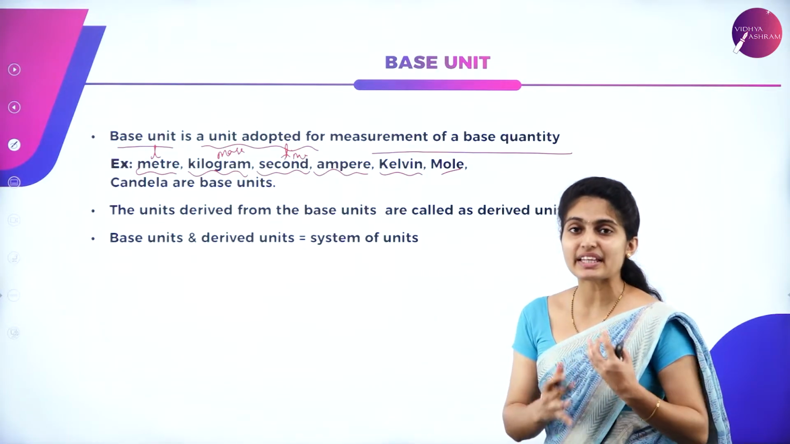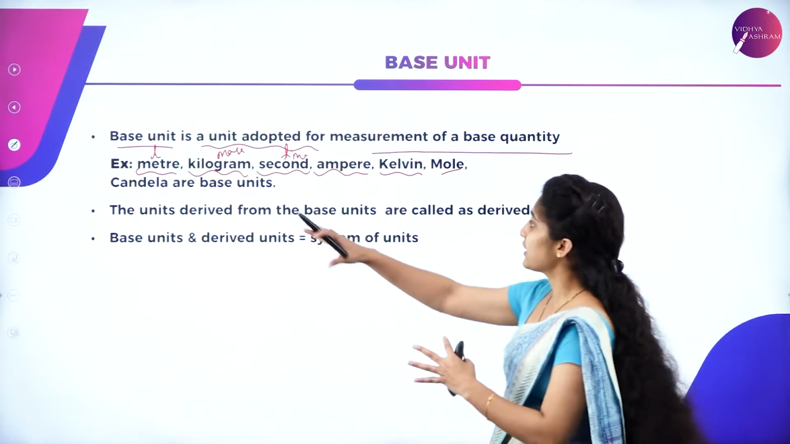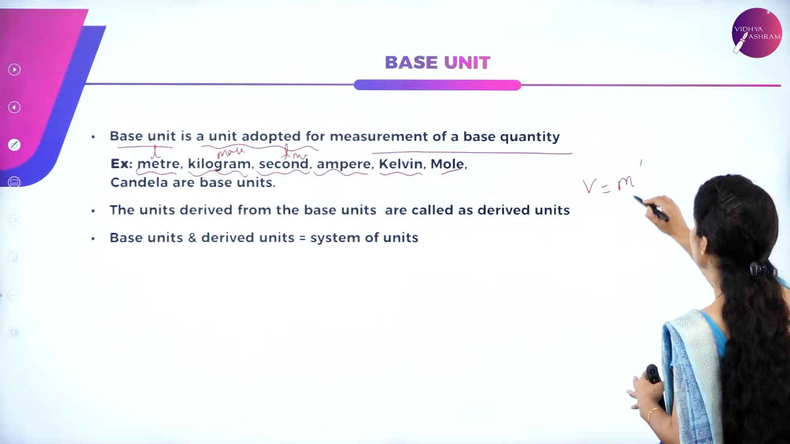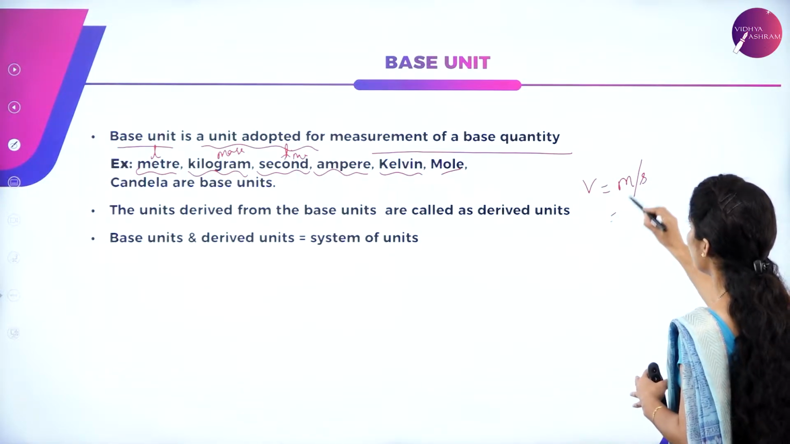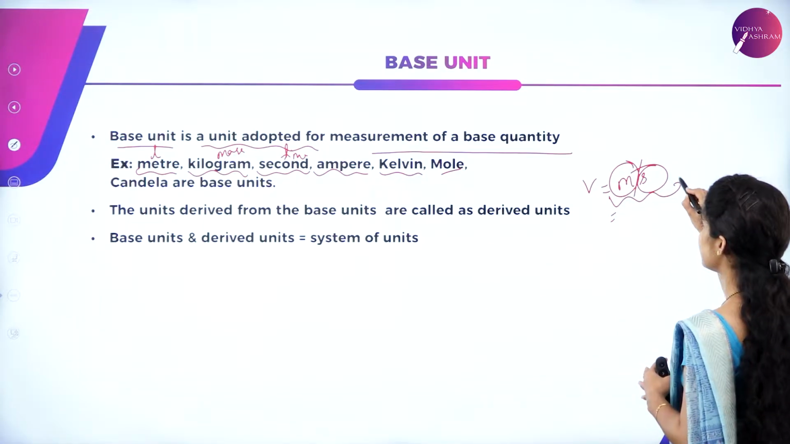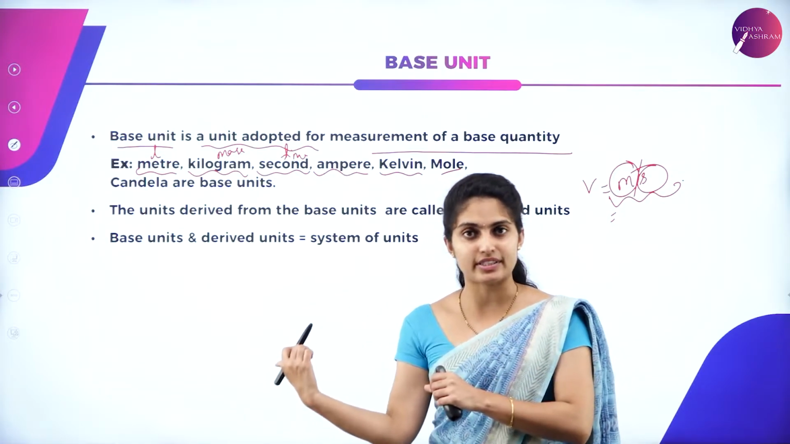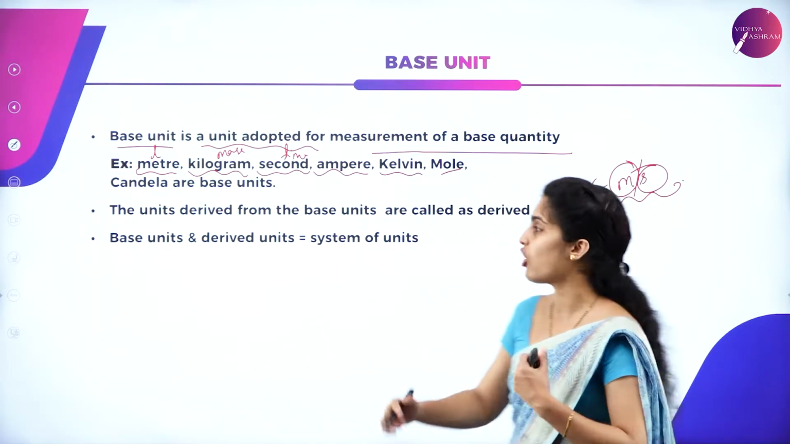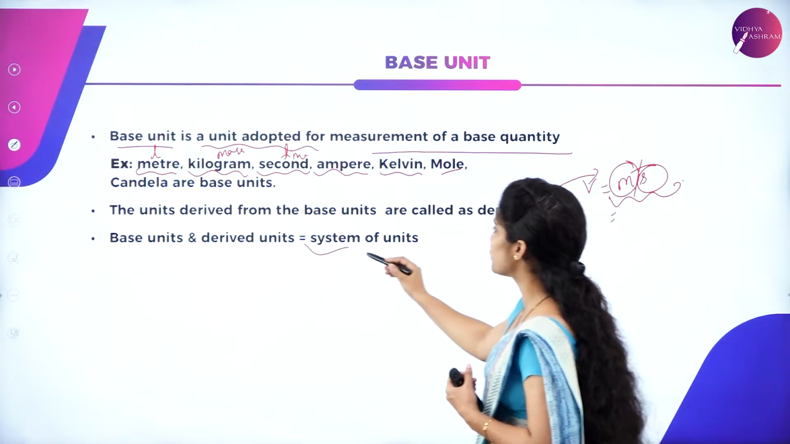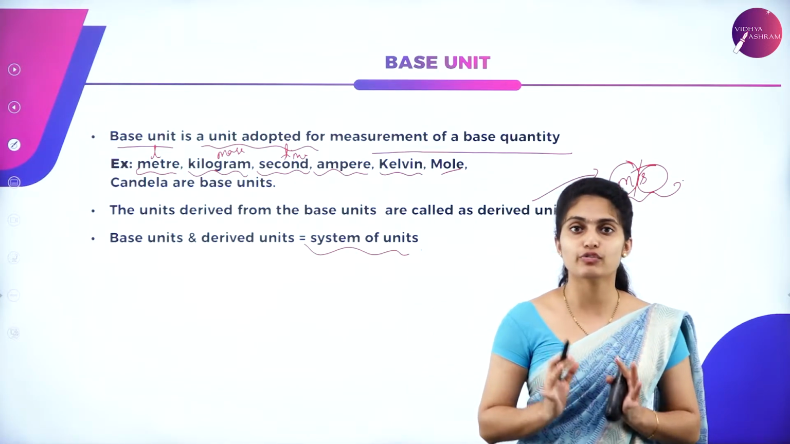For derived units, we can give an example of velocity. For velocity, we just take meter and take second. Velocity's unit is meter per second. So, meter is a base quantity, second is a base quantity. So, for velocity, what is the unit we are having? Meter per second, which is derived from the base units. Okay, that is why we call this a derived unit. So, base units and derived units together are called a system of units. Okay, I hope it's clear for you now.